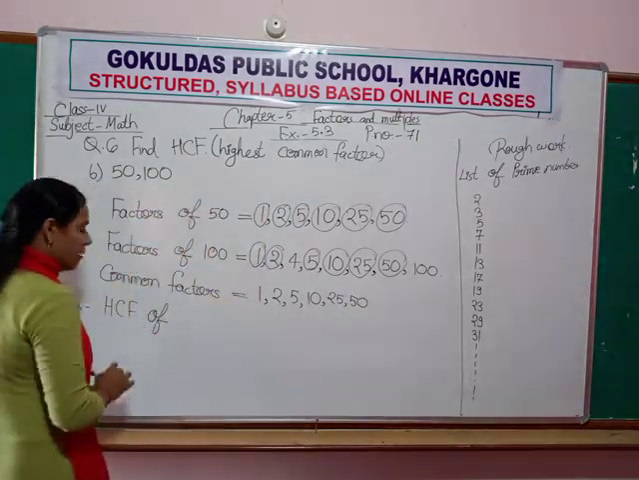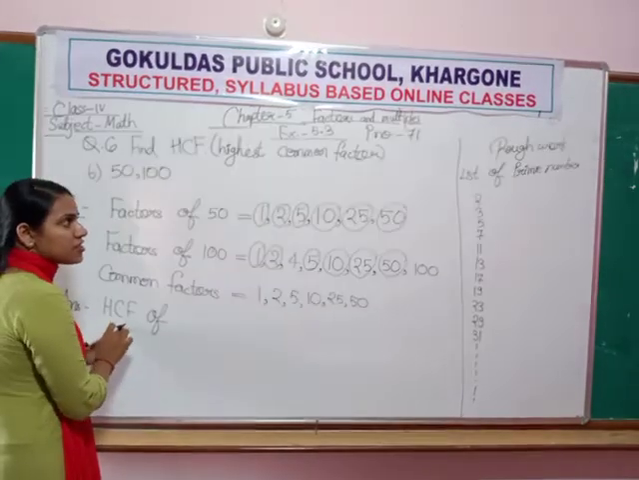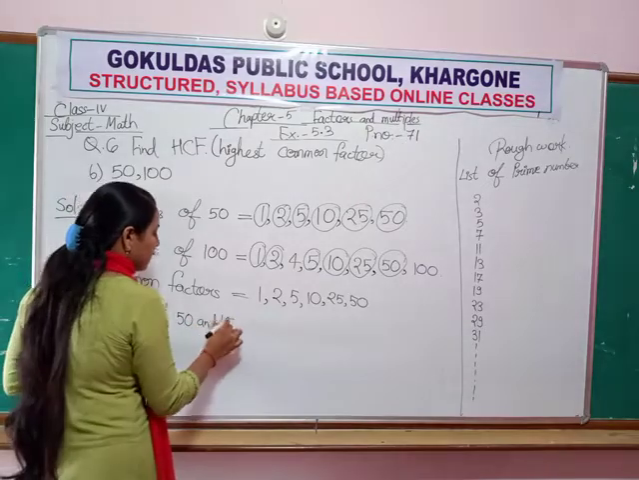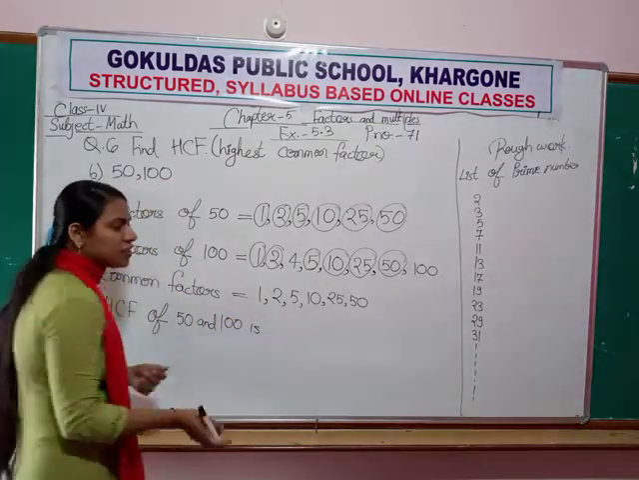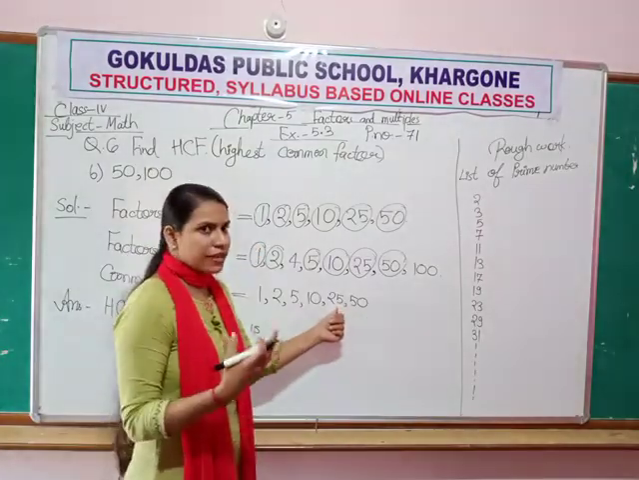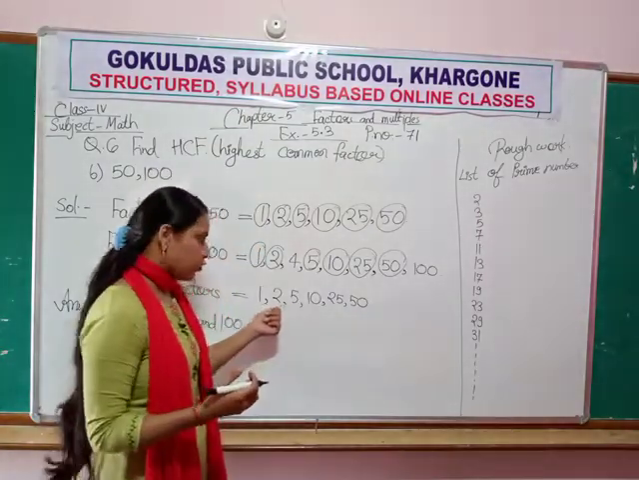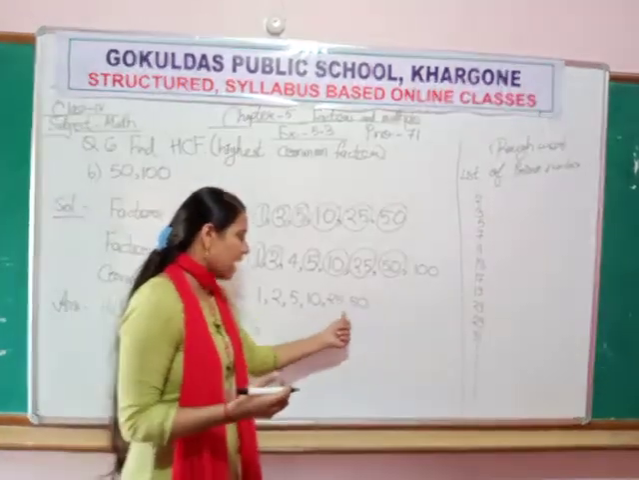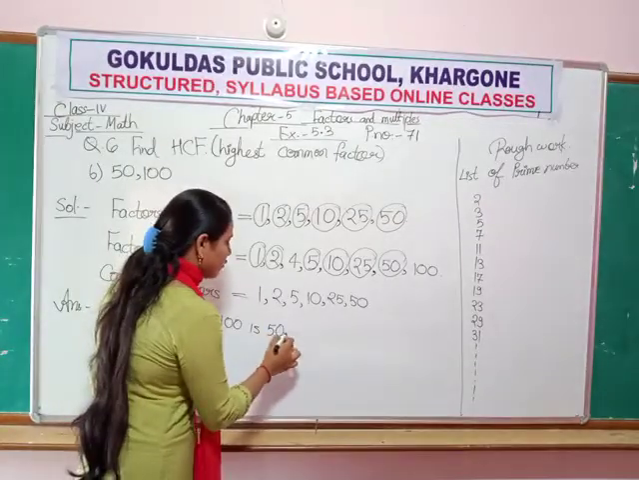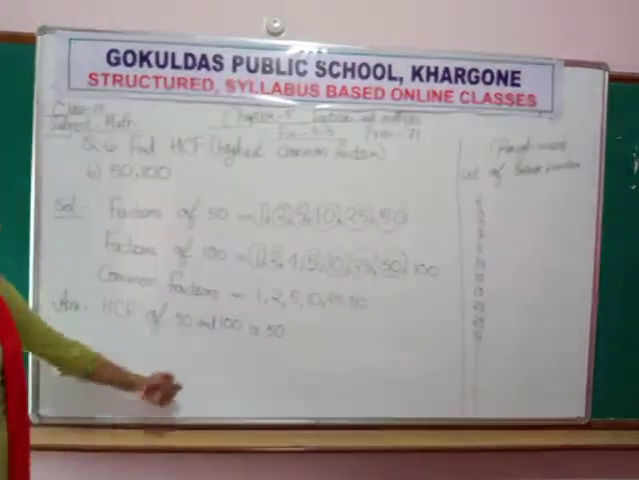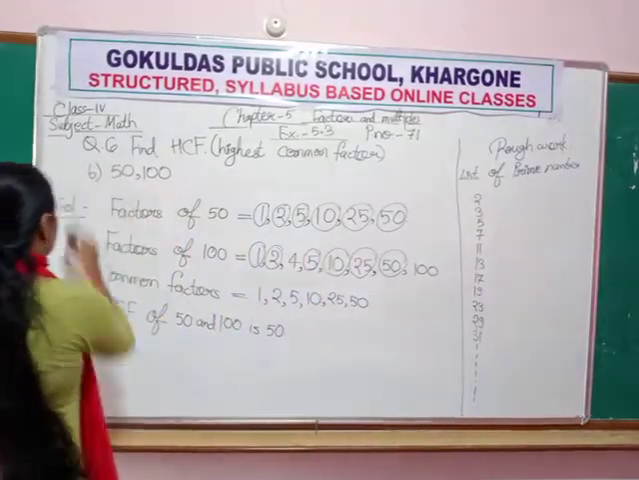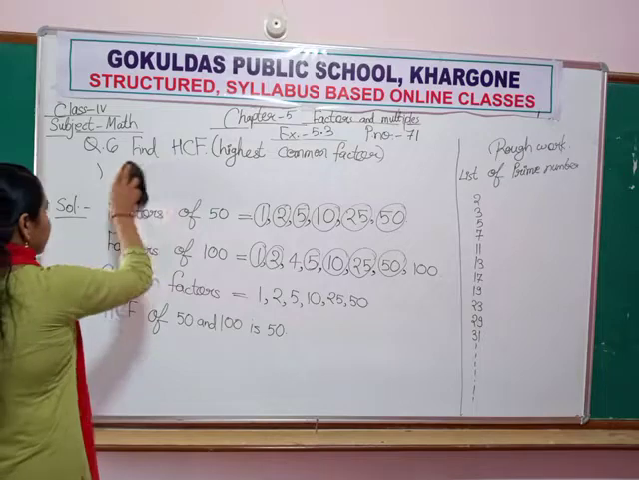All these are common. Now HCF, that is the highest common factor of 50 and 100, which is highest? Is 25 highest among these? No. Is 2 highest? No. Then which is highest among these? 50. So 50 is the HCF of 50 and 100. Now let us do the next one, that is C.